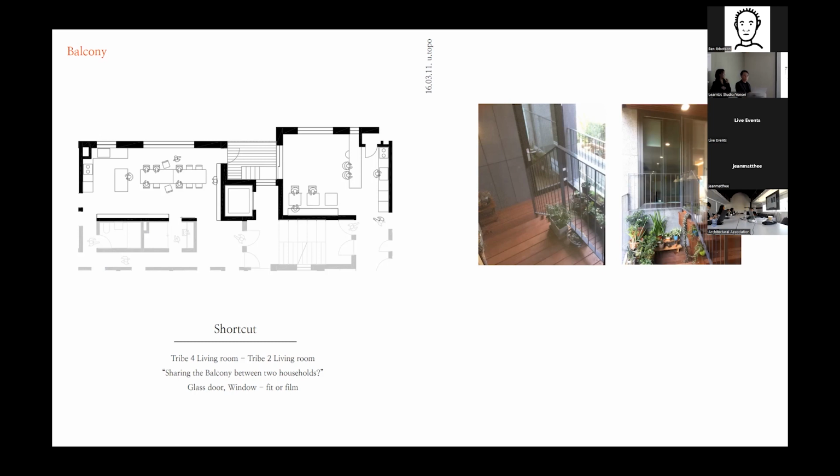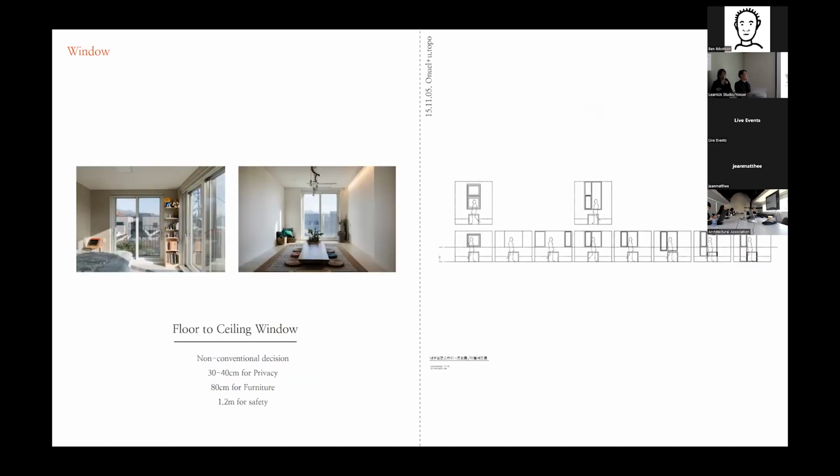So when we had a planning permission, the officials actually couldn't understand how you use this balcony space between 2 different households. So they asked to put a glass door, some frit film, for example, and that was the condition in the permission. But we actually persuaded them by explaining the community, how they are different from the typical assumptions.